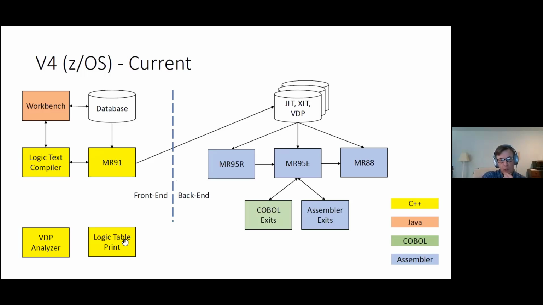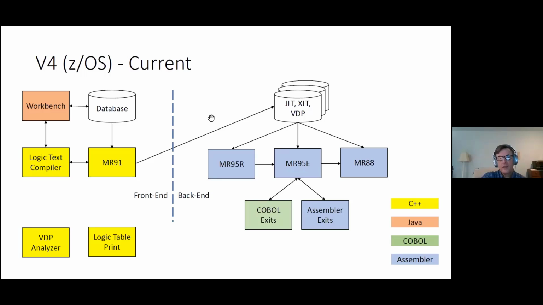And then here in the lower left, we have these standalone processes that we use for debugging, the VDP analyzer and the logic table print process. Over here on the right is our latest version of the performance engine, which is somewhat stripped down from what other folks might remember, like Mike Perez. It's changed a lot since you've seen it, I think. So now we've got just 3 programs, the reference phase, the extract phase, and the format phase, just interacting with these run control files, which tell them what to do. And currently they can call COBOL exits or assembler exits.